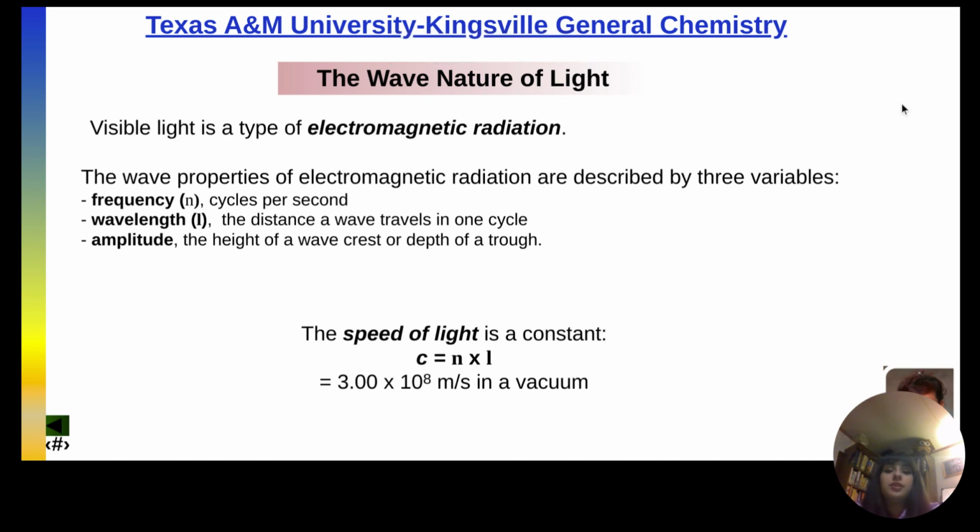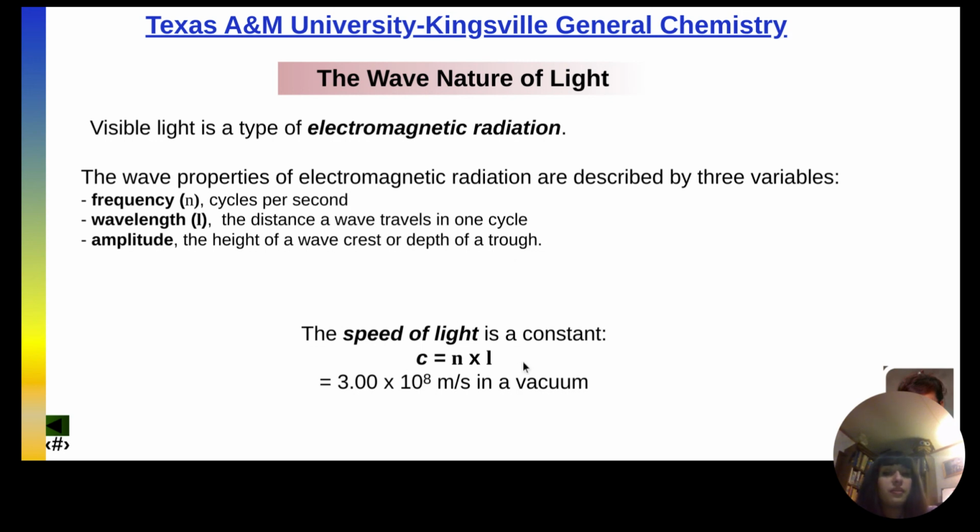So, visible light is a type of electromagnetic radiation. The wave properties of electromagnetic radiation are described by three variables. Frequency, which is shown by the lowercase n, gives us our cycles per second. Wavelength, shown by the letter L, gives us the distance a wave travels in one cycle, and amplitude gives us the height of a wave crest or the depth of a trough.